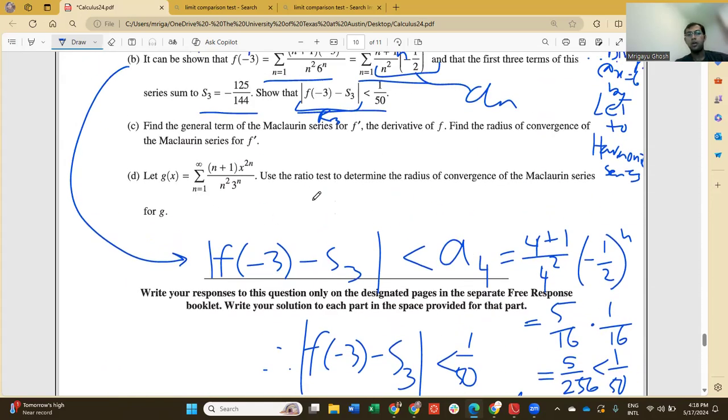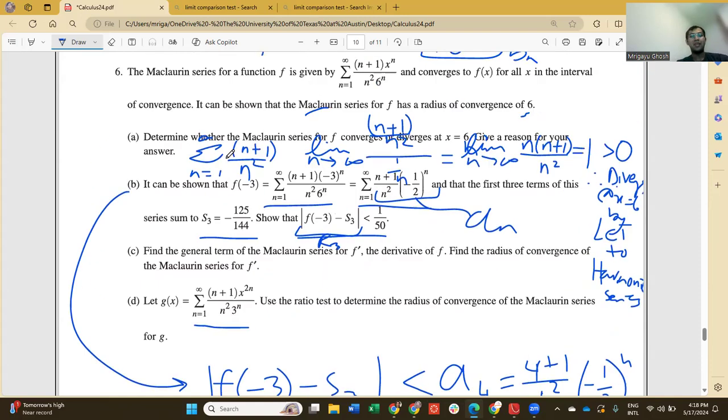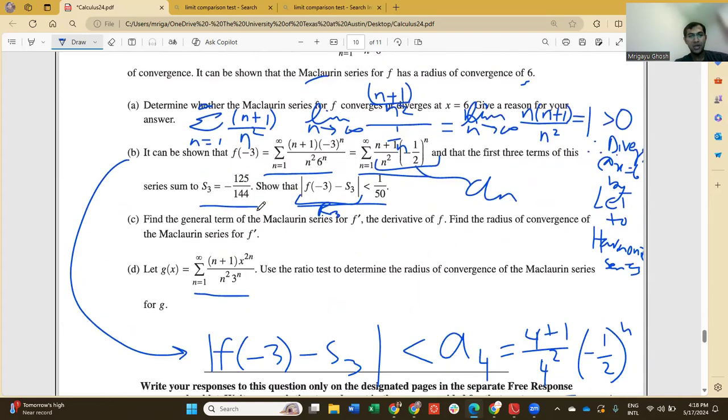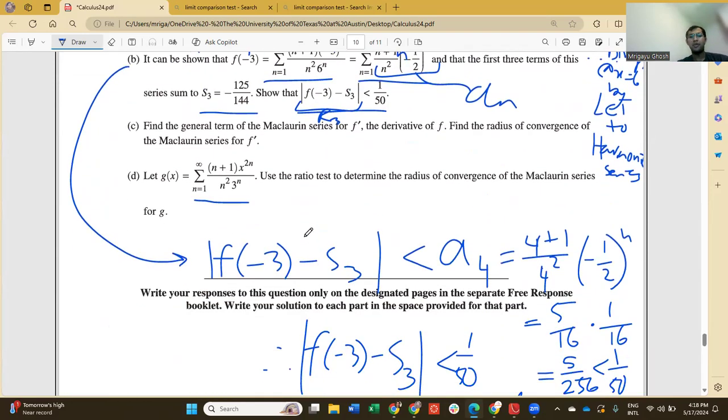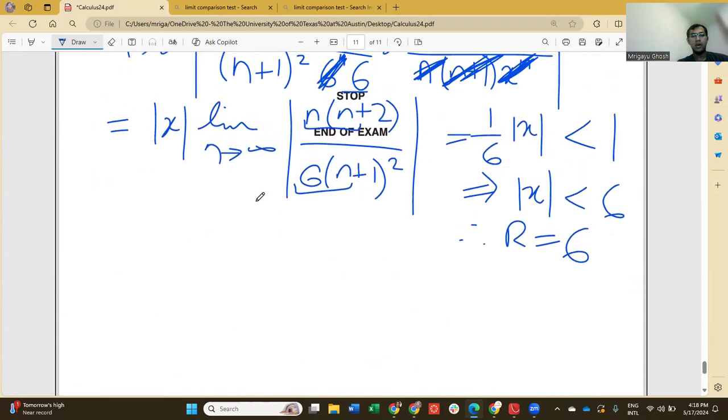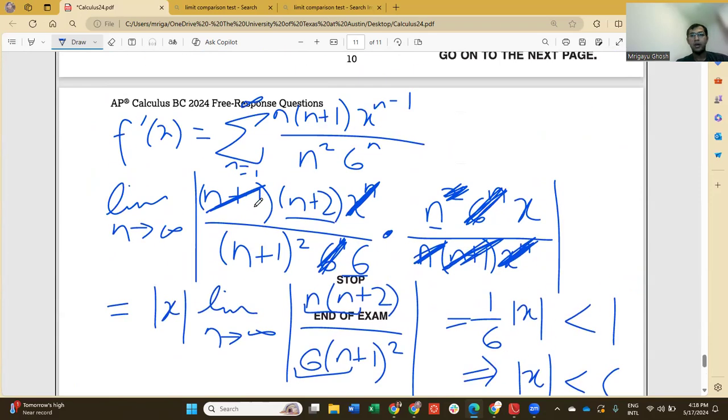All right, and then we have g of x equals this. And just more ratio tests. They really want you to use ratio tests here. So now, I don't know if this has any relation to what we're currently doing. Somewhat, yeah, a little bit similar. And we're just going to do ratio test again on this to determine the radius of convergence for this Maclaurin series. So we have, let me write it out here.